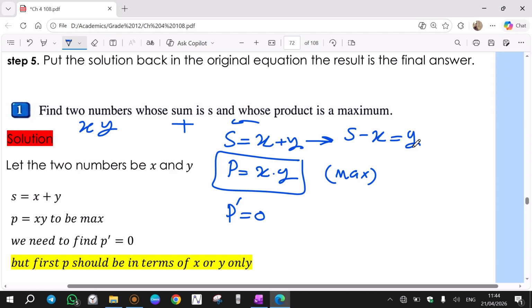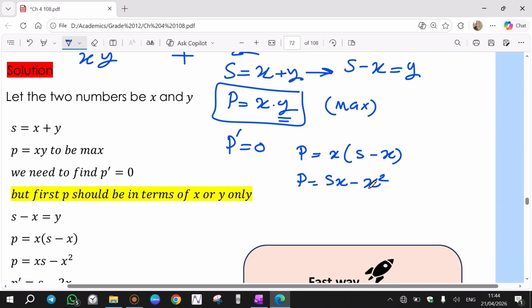Now since y is alone, I can replace s minus x in place of y, because s minus x is equal to y. Now the product after replacing is going to be x multiplied by s minus x. Simplify the product, that's sx minus x squared. Now since the product contains only x as variable, and s is a number, take derivative equals 0. P prime equal to: the derivative of sx will be only s, and of x squared, the derivative will be 2x.